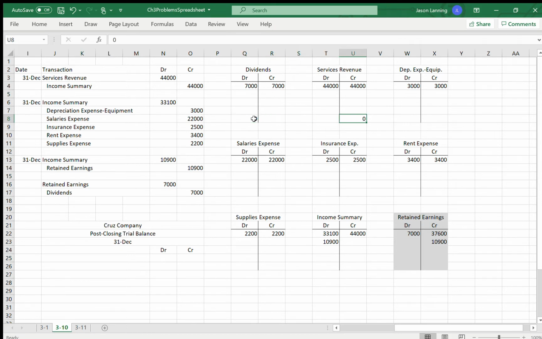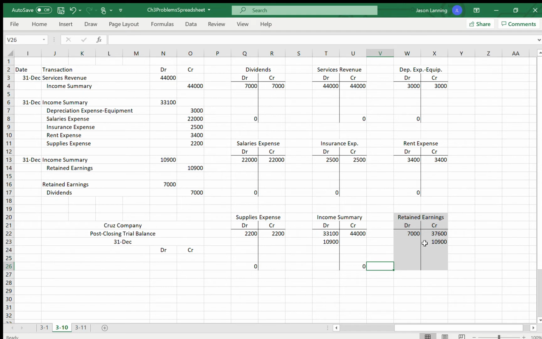Our revenue cancels out, 0 balance there. Depreciation expense cancels out, 0 balance there. Rent expense, zero balance. Insurance expense, debits and credits are even, so zero balance. Salaries expense, zero balance. Supplies expense, zero balance. Now income summary, yep, zero balance. So everything zeroes out except for retained earnings.